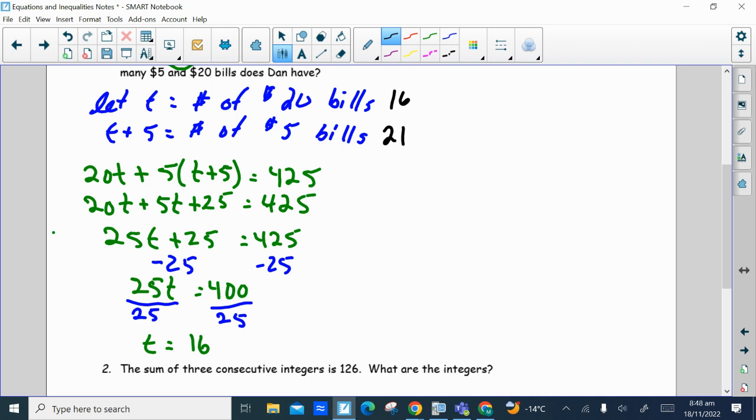Right? They could have said there were 6 more $5 bills than $20 bills, and you would have done exactly the same thing, except it would have been T plus 6. Okay? So there's our answer. Now, we want to check it.